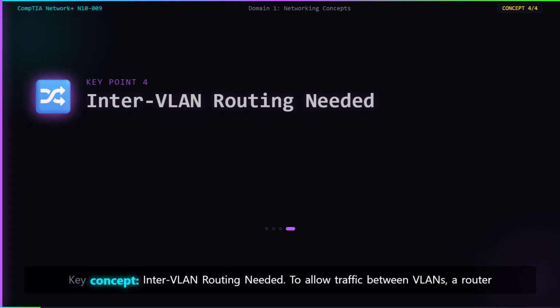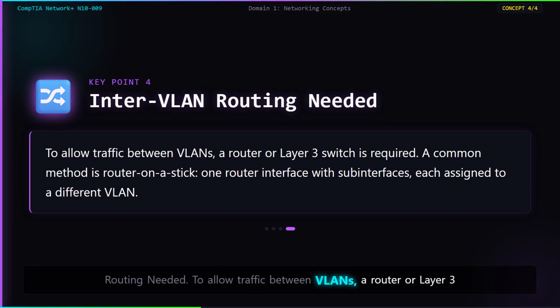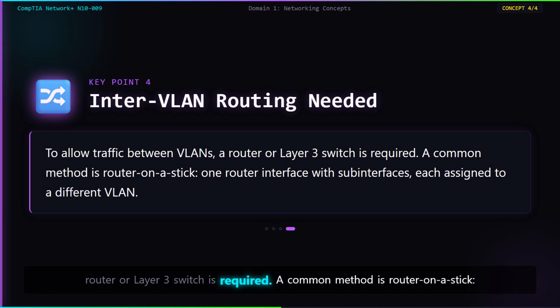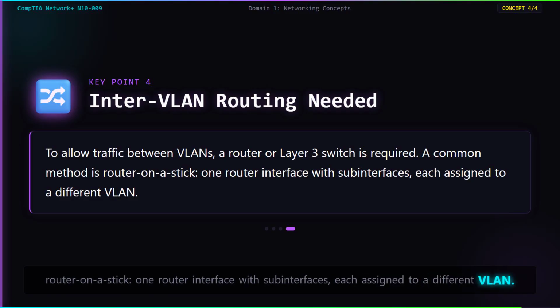Key concept: Inter-VLAN routing needed. To allow traffic between VLANs, a router or Layer 3 switch is required. A common method is router on a stick, one router interface with sub-interfaces, each assigned to a different VLAN.